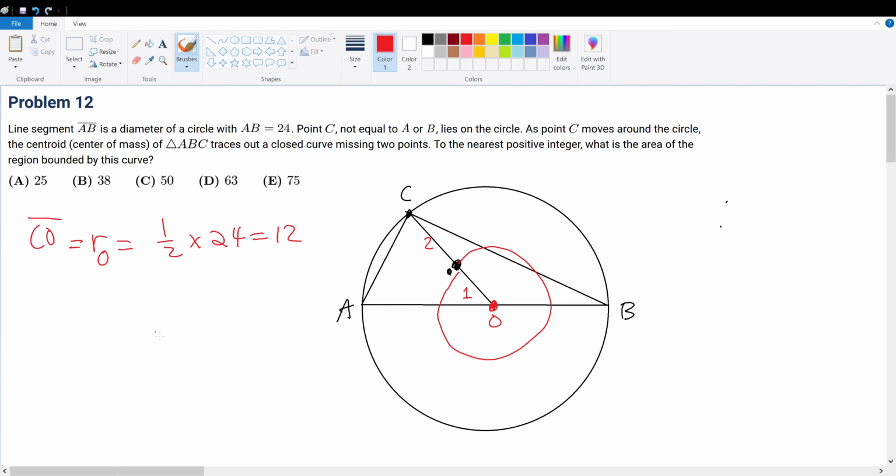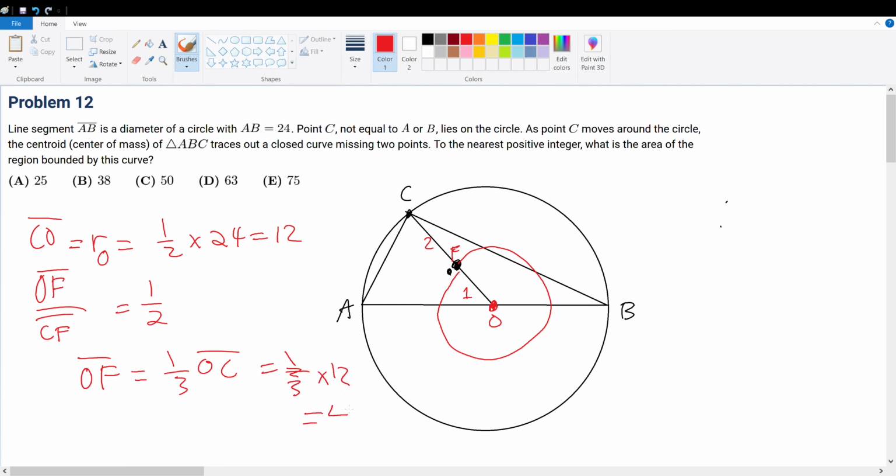But we know that if I call this F, OF compared to CF is 1 to 2. So if that's the case, then OF will be equal to 1/3 of OC, the entire length. So this is equal to 1/3 times 12, which is equal to 4. If you have the radius, then you have the answer. Area is pi r squared, 16 pi. Pi is roughly 3, so that becomes roughly 48. So your final answer will be answer choice C.